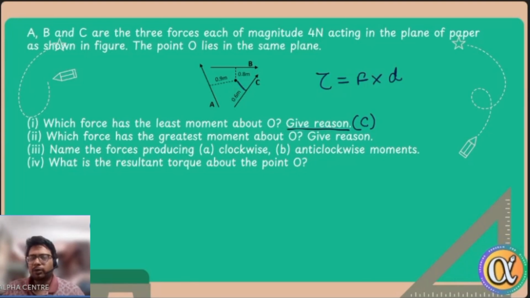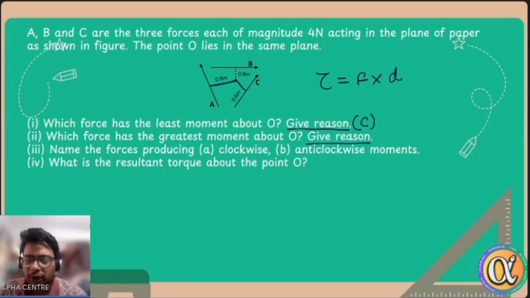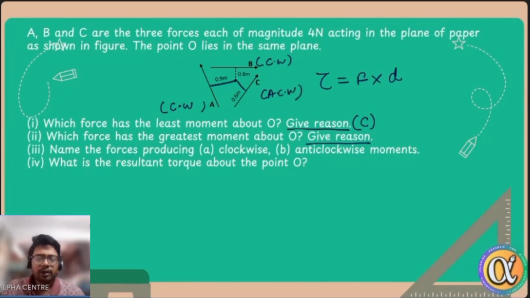Which force has greatest moment about O? A has greatest because this has maximum distance from the pivoted point. Name the forces producing clockwise and anti-clockwise moments. So which all are clockwise and which all are anti-clockwise? A is clockwise, B is clockwise, and C is anti-clockwise. Okay, you all understand this. Very good. What is the resultant torque about O?